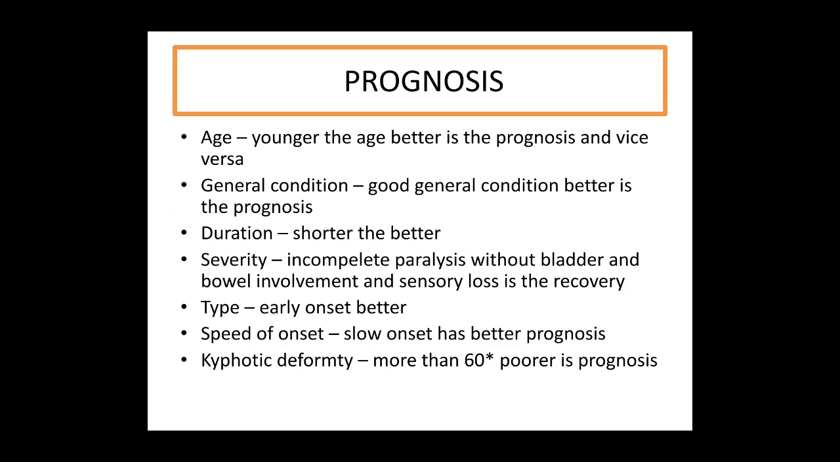In terms of severity of the disease, incomplete paralysis without bladder and bowel involvement has a better prognosis, and if you have bowel and bladder involvement, then it's a poor prognosis. Early onset is better. Slow onset has a better prognosis. If there is a rapid onset of paraplegia, it's a poor prognosis because obviously a vascular insult or a venous infarction has happened. Kyphotic deformity of more than 60 degrees means a poor prognosis.